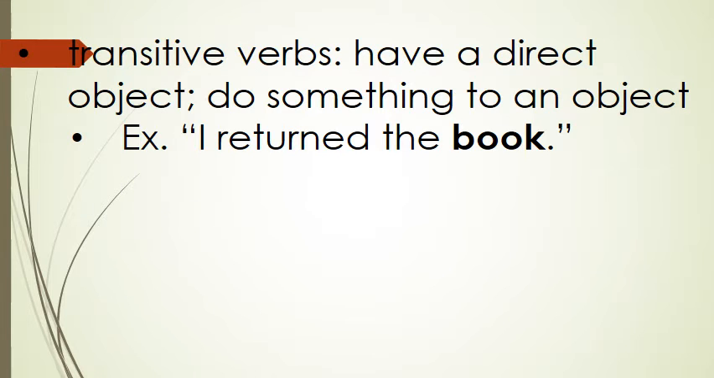So I'm guessing for a lot of people here, it's been a long time since you've been in grammar class. So a transitive verb is a verb that has a direct object. What that means is that the verb actually does something to the object of the sentence. So for example, if I said, I returned the book, return would be the verb in that sentence, and book would be the direct object. It receives the action of being returned.